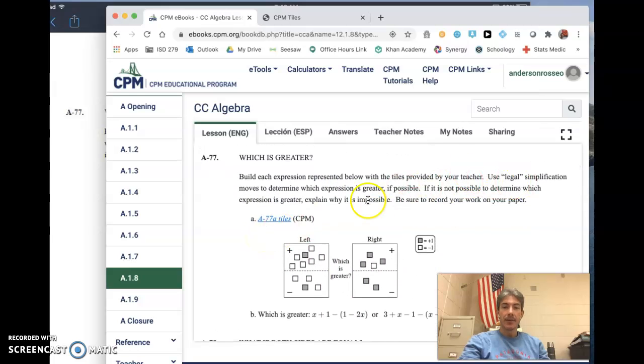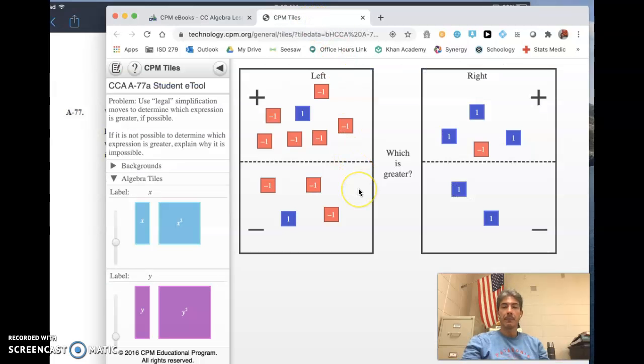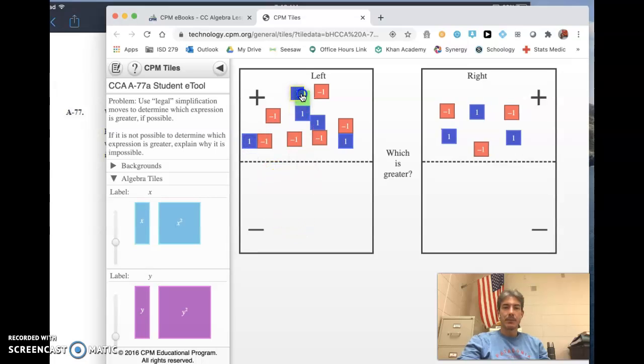The legal simplification moves are going to help us figure out which one's bigger. I'm going to go a little quicker than normal through this one. The point is to review the moves. So I start with bringing the bottom to the top and flipping the sign. And I'll do this on both sides. Notice that I did the right side first. There's no real reason I did that. I just did it to be different on this particular one.